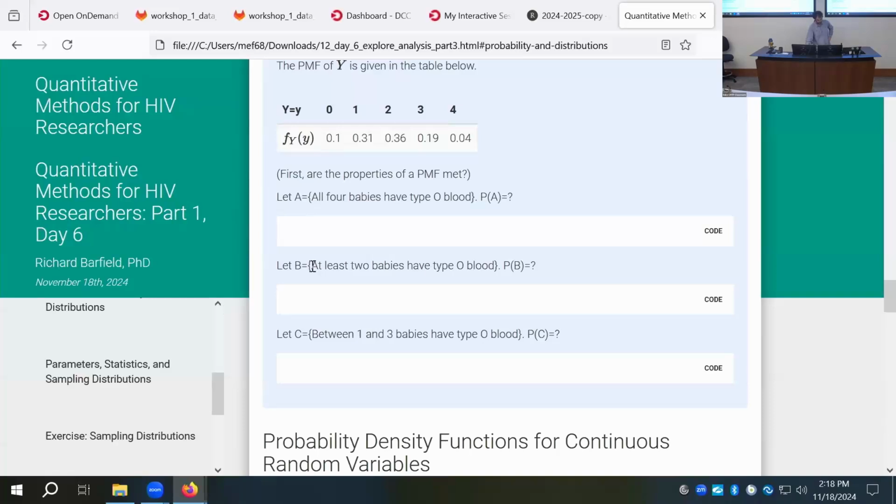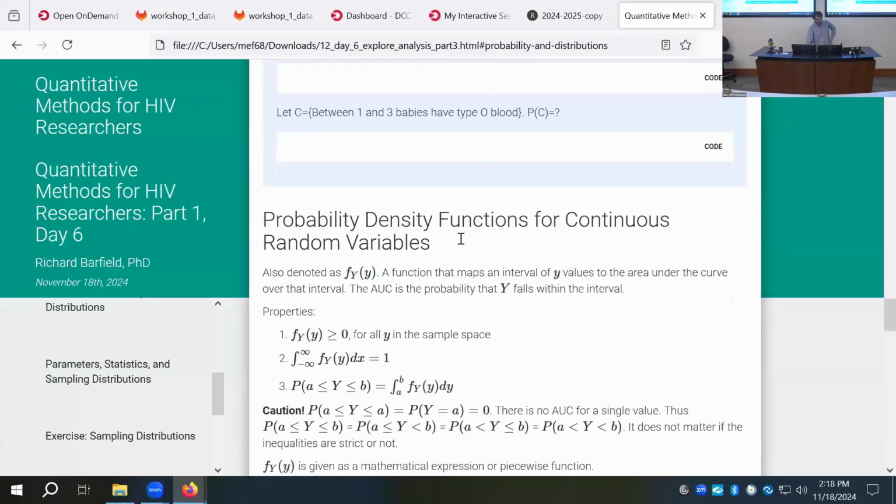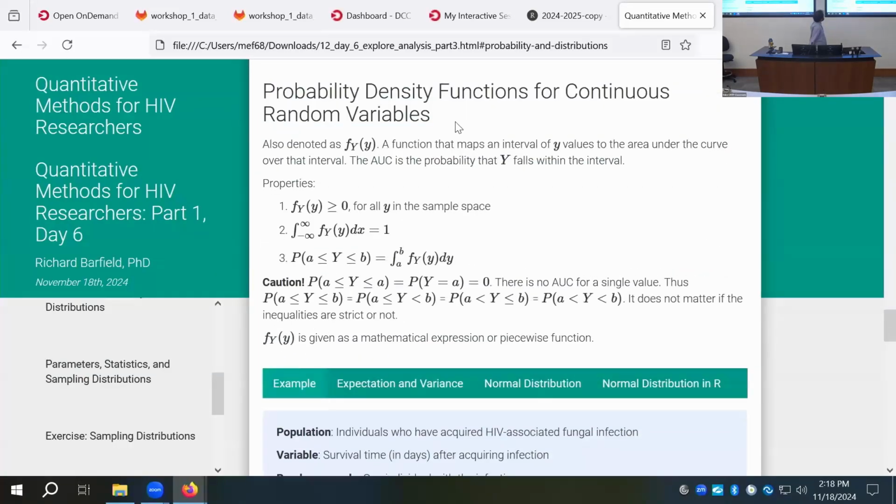All right. So a probability density function, we have the same notation, but it basically maps some kind of interval of y values to the area under a curve. And it's basically the probability that y falls within that interval. It has some similar properties. It has to be greater than or equal to 0.